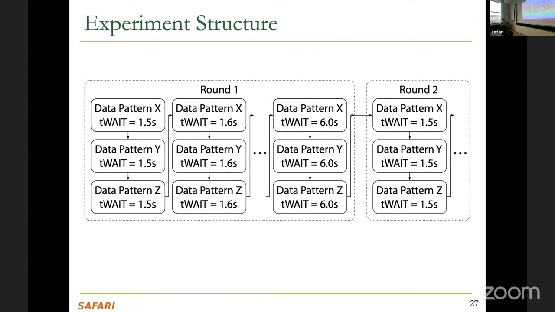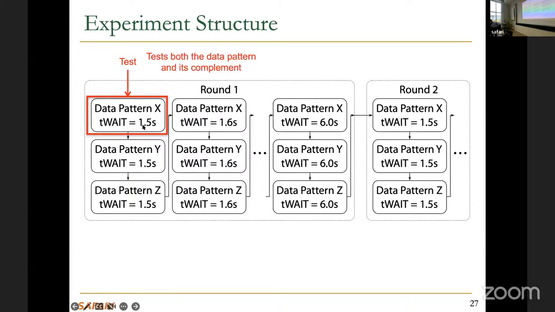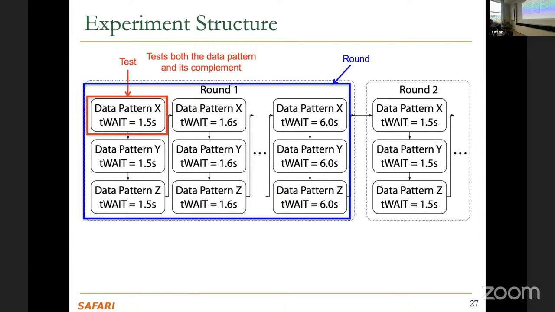So this is an example experiment structure. This is round one, round two. What we do is we start testing the bank, and then you write the data pattern X to the bank and wait for 1.5 seconds. And this tests both the data pattern and its complement. And then of course you read and check for corrupt cells. And then you write data pattern Y and then data pattern Z. And then we do another data pattern X, but now we increment the waiting time to 1.6 seconds. So this way we go from 1.5 seconds to 6.0 seconds at some temperature, as we will discuss later. So that's considered a round.